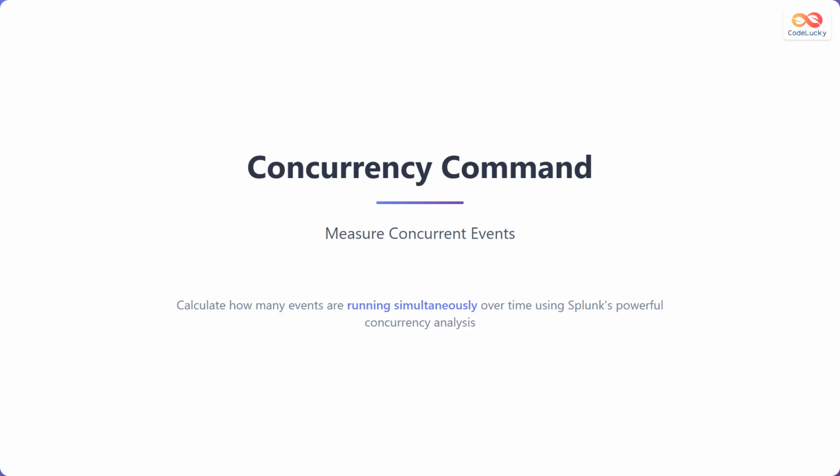Welcome to our tutorial on the concurrency command in Splunk Search Processing Language. The concurrency command is a powerful tool that helps you measure concurrent events in your data. It calculates how many events are running simultaneously over time, which is essential for understanding system performance, user behavior, and resource utilization patterns. This command is particularly useful when you need to analyze overlapping activities or processes in your environment.